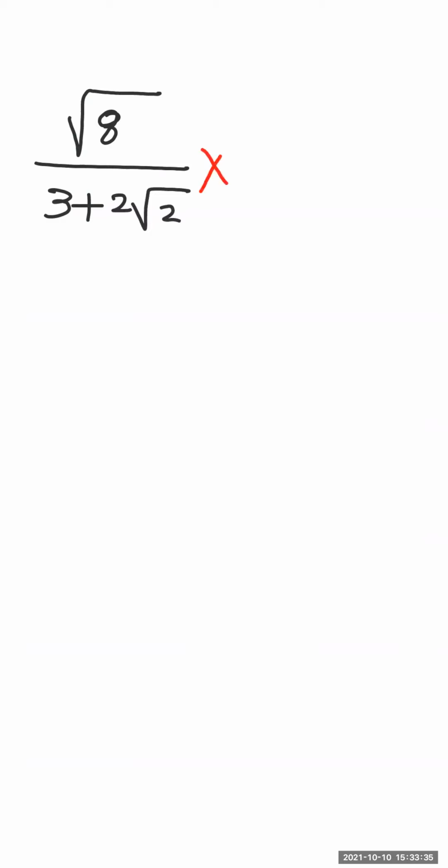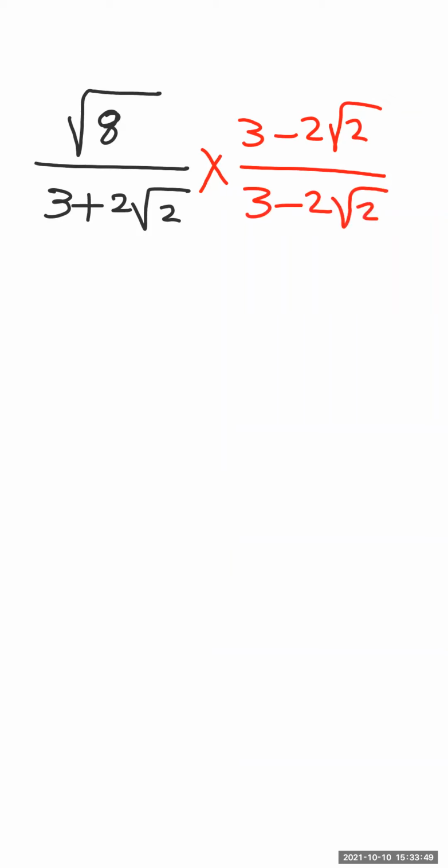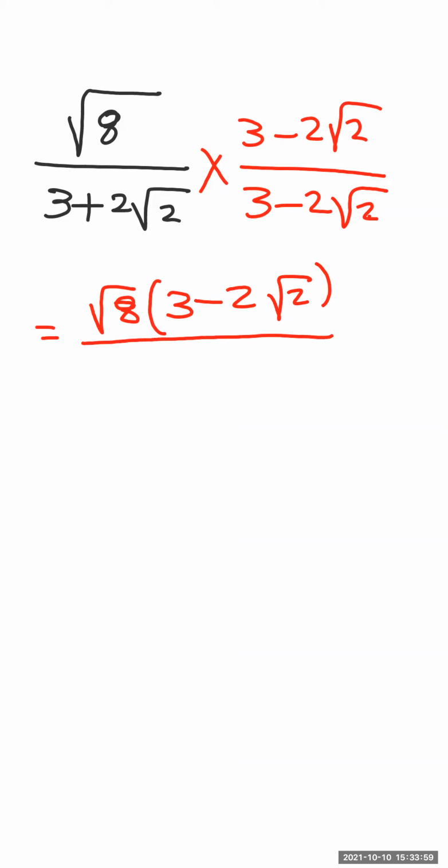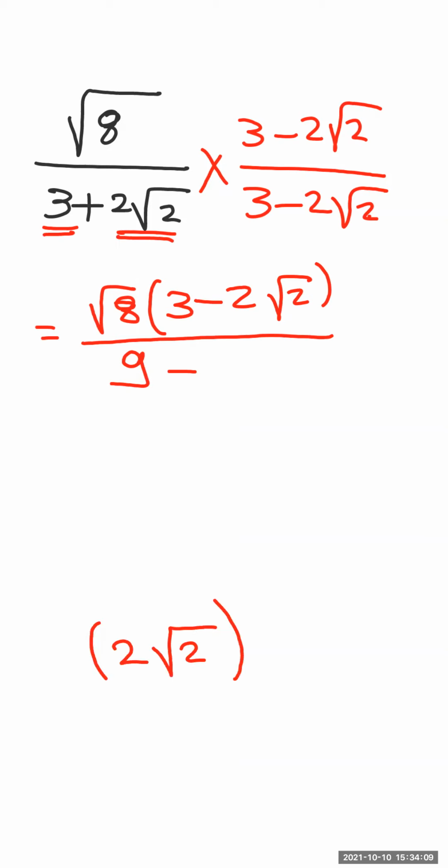Just multiply it by the denominator conjugate. So the number is 3 plus 2 square root of 2. So the conjugate is 3 minus 2 square root of 2. And here on the denominator, also 3 minus 2 square root of 2. So it will equal square root of 8 times the 3 minus 2 square root of 2 over first term squared means 9 minus second term squared, it's 2 square root of 2, like that, 2 square root of 2, all to the power of 2.